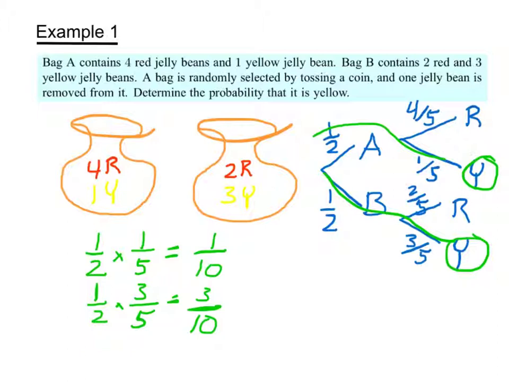So the overall probability of drawing a yellow marble is the sum of these two probabilities, which is 4/10 or 2/5.